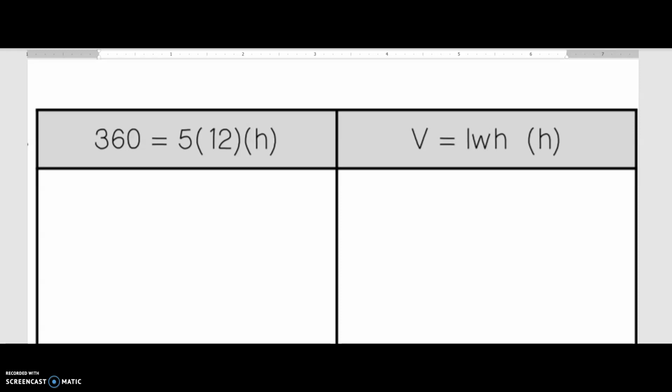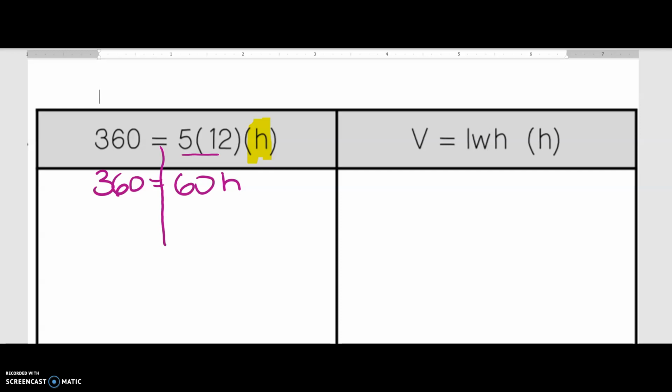Okay, so here is our next example, and this is letter C on your notes page. So again, we're going to start with using numbers and one variable, and in this case we just have an h that we're solving for. And we're going to see what happens when we solve for that one variable with everything else being numbers. So the first thing that we would do here is we can actually go ahead and multiply 5 times 12. So that leaves us with 360 on the left side. 5 times 12 is 60 times h on the right side.